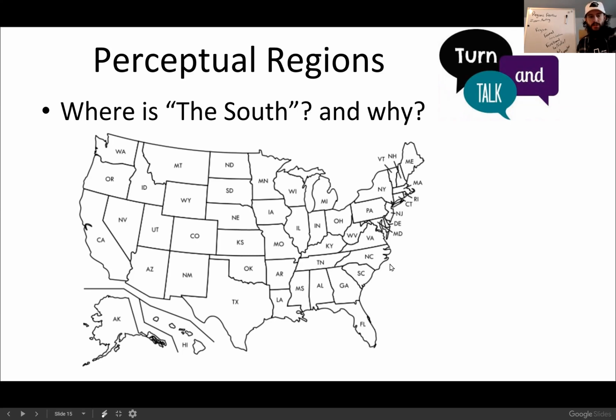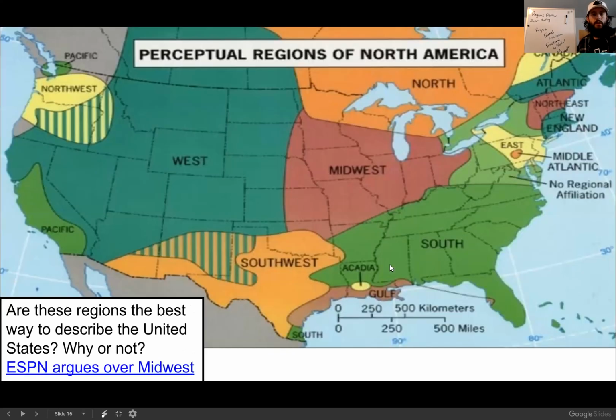Perceptual regions change over time, is what I'm trying to get at, and you can base them off a bunch of different things. So, are these regions the best way to describe the United States? Why or why not? You can get into this idea of, here's the South. Here's no regional affiliation. That's really interesting because some people consider this the South right here. Other people consider this part of the Northeast, which is even up here. You've got the Midwest up here. All this region is the West. That's interesting because I don't consider California part of the West. I consider California part of the Pacific area, but it's all up in the air.